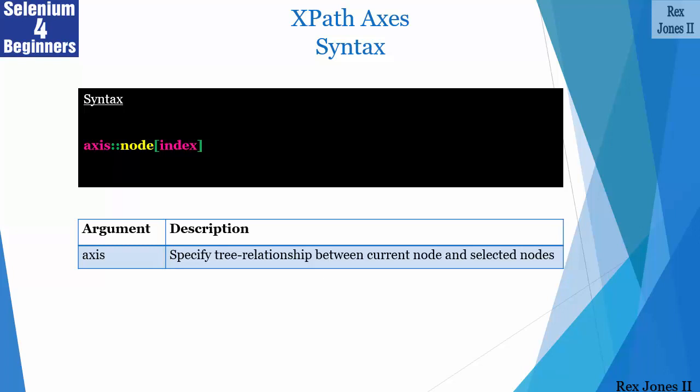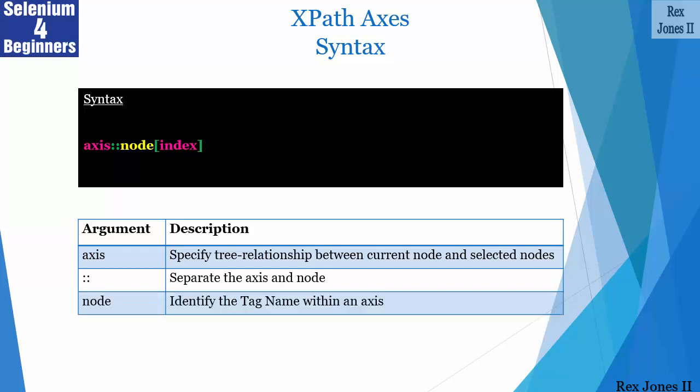Here is the syntax for an XPath axis. Axis specifies the tree relationship between current node and selected nodes. The two colons separate an axis and node. The node identifies the tag name, and index is not required. It specifies the node sequence.